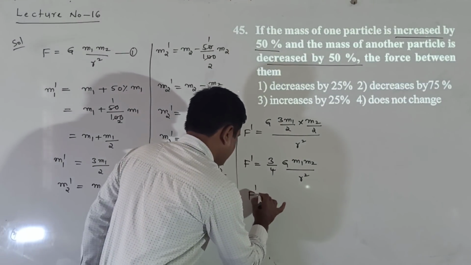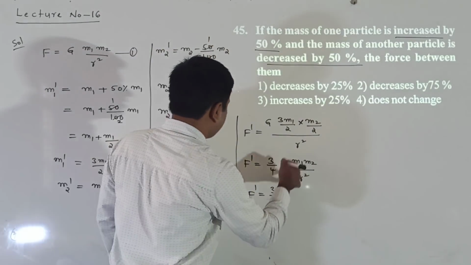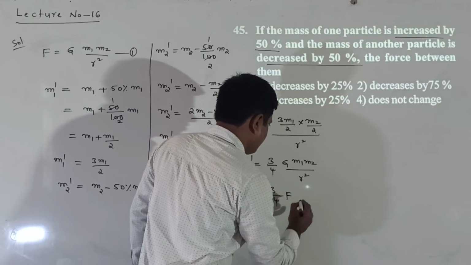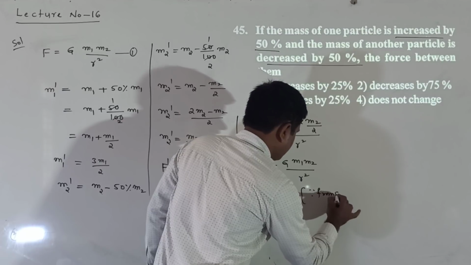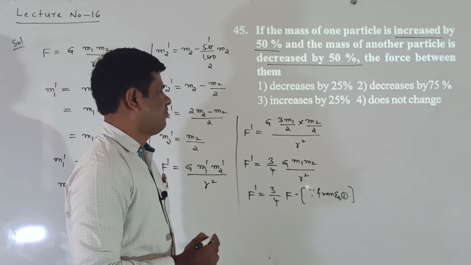Now F dash is equal to 3 by 4 into, from equation 1, G into m1 m2 by r square is equal to F. This is what I am writing from equation 1. Okay, clear? Now F dash is equal to 3 by 4 F.